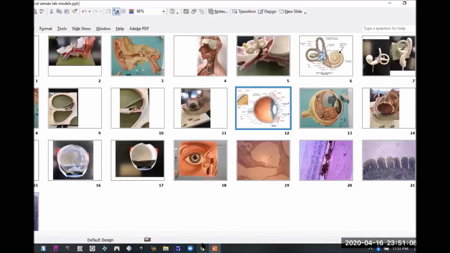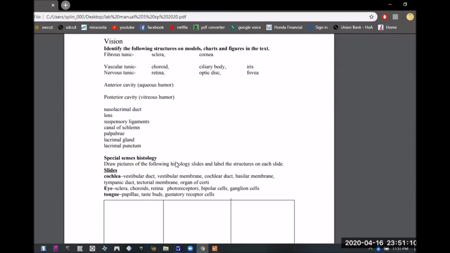So now going back to the lab, the eye is filled with these two different types of fluids, the aqueous humor and the vitreous humor, and they fill these two different spaces, an anterior cavity and a posterior cavity. So describe these in relationship to the lens of the eye. So let's begin there.